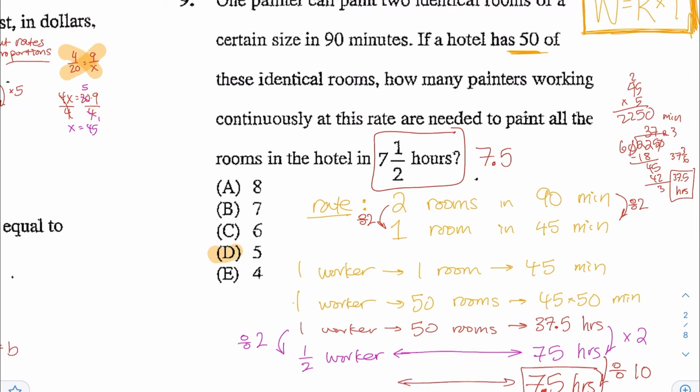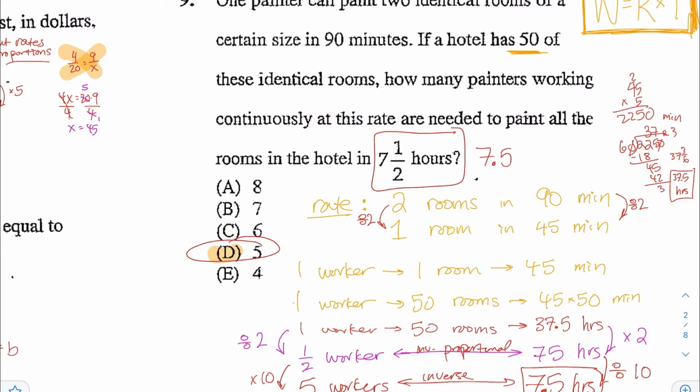And now, because they're inversely proportional, again, it's inverse. Since you divided the right side by 10, you're gonna have to multiply by 10, and 1/2 times 10 is 5 workers. So 5 workers will take 7.5 hours to paint 50 rooms. That's choice D. So just be careful in terms of directly proportional and inversely proportional rates.